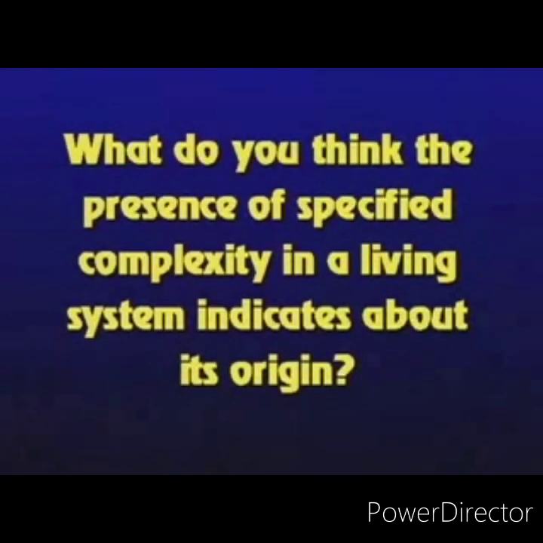What do you think the presence of specified complexity in a living system indicates about its origin? In terms of the origin of specified complexity in living systems, I would say that if we had any examples available that unrestrained or unconstrained natural processes produced specified complexity, then I would be prepared to go along with the community of scientists that are saying that natural processes produce living systems. But we don't have anything like that.